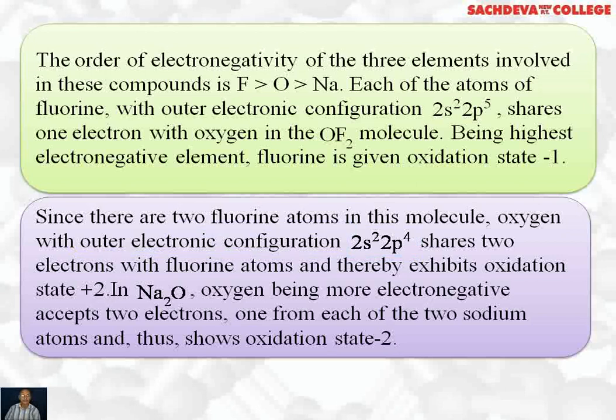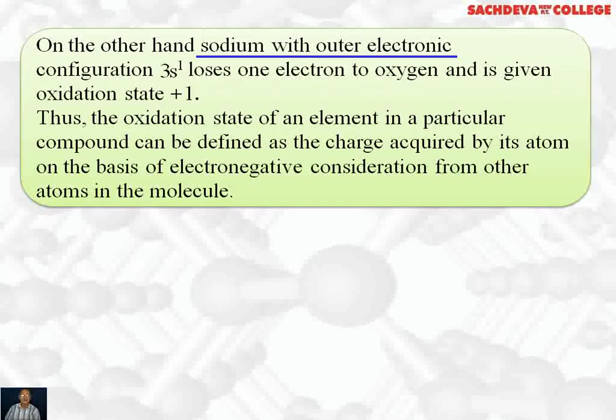In Na2O, oxygen being more electronegative accepts 2 electrons, one from each of the two sodium atoms, and thus shows oxidation state of -2. On the other hand, sodium with outer electronic configuration 3s1 loses 1 electron to oxygen and is given oxidation state +1. Thus, the oxidation state of an element in a particular compound can be defined as the charge acquired by its atom on the basis of electronegative considerations from the other atoms in the molecule.